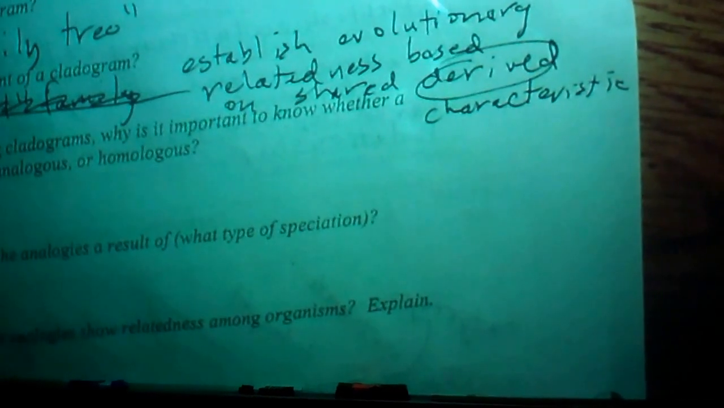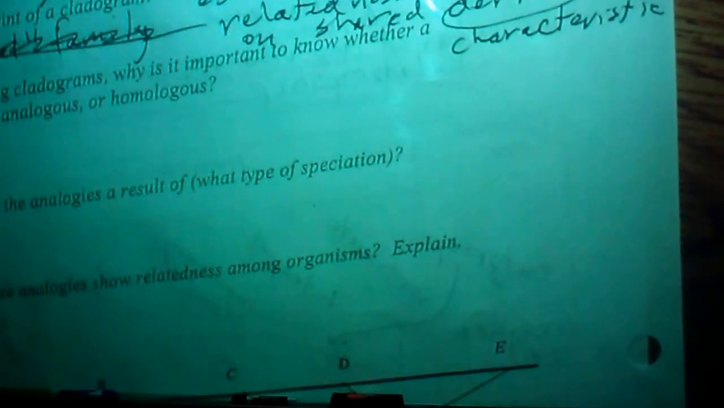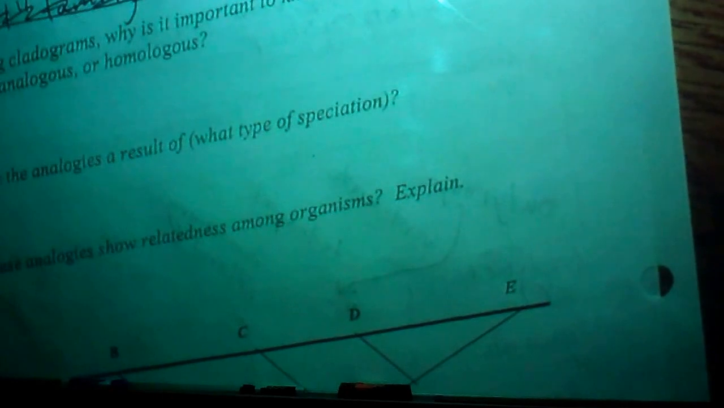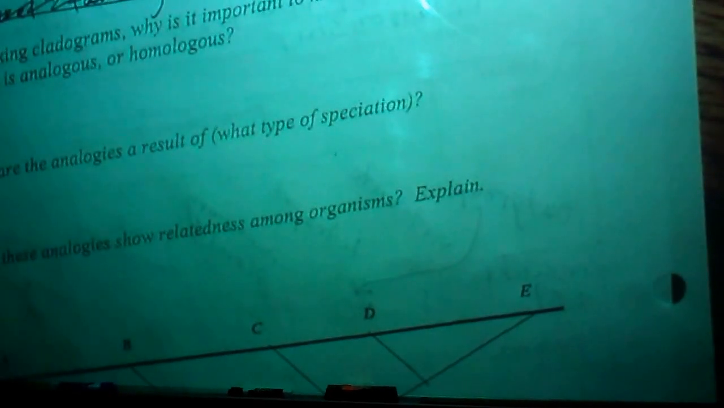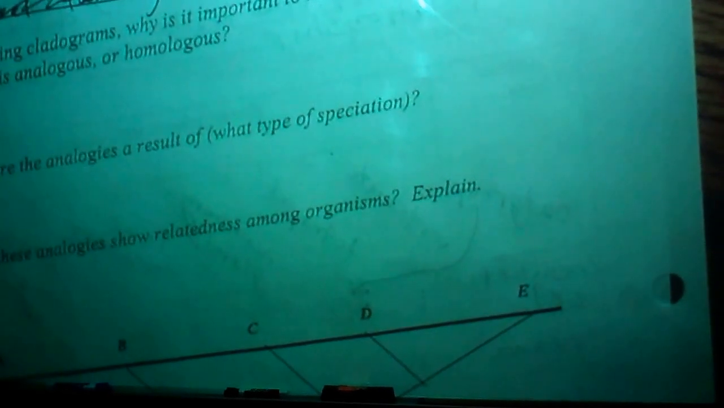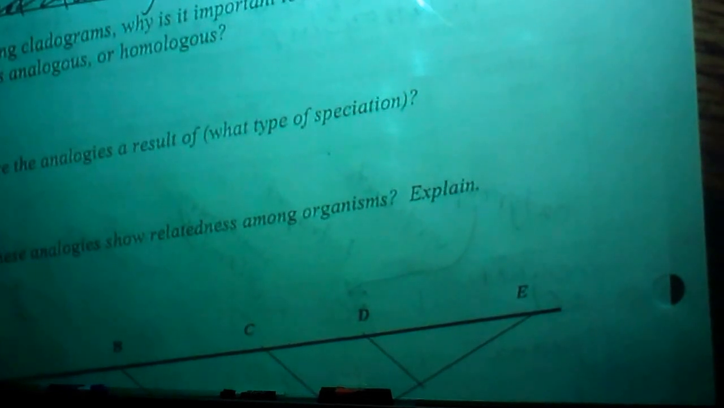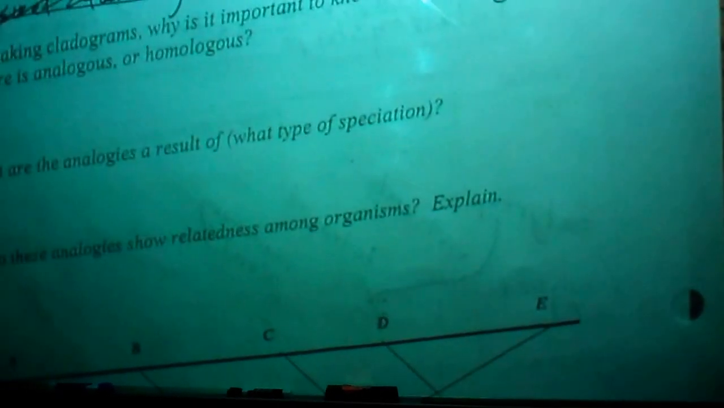Now, the last three questions I kind of summarized really quickly with the kiddos. It says, when making cladograms, why is it important to know whether a structure is analogous or homologous? Well, it's like we just said. If it's analogous, there's a feature like the shark's fin and a dolphin's fin. Those are based on convergent evolution. They have no common ancestry, so you cannot use that to make a cladogram or establish any sort of phylogeny. So with regard to analogous things, they're the result of convergent evolution, which answers question 4.